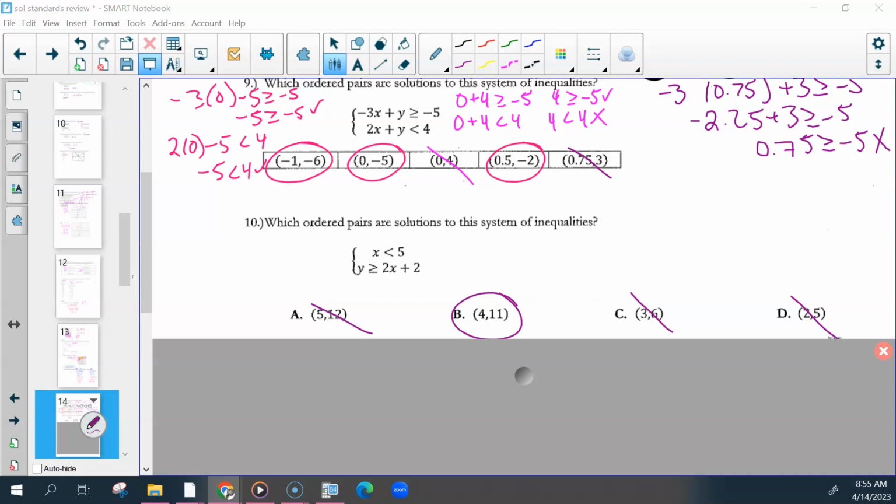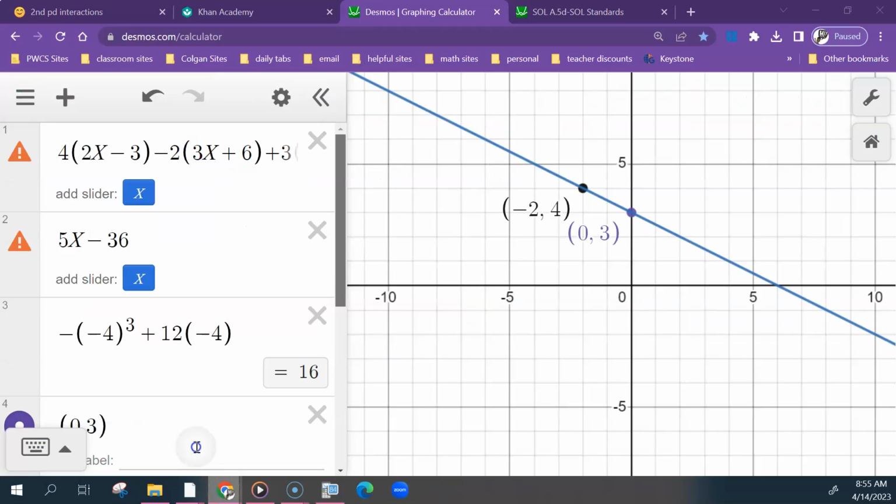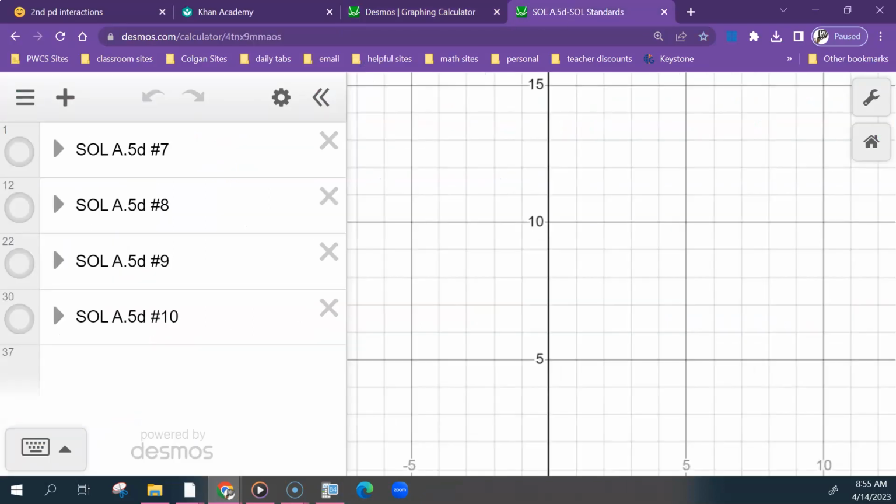Let me know when that goes through. So then I'll show you the ones on Desmos, and I'll tell you the next set that you'll need to do.